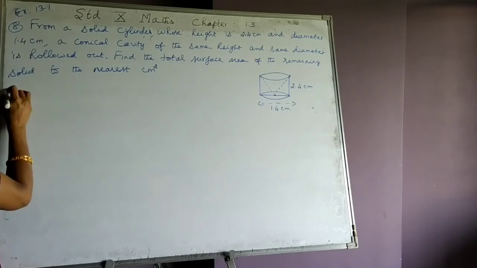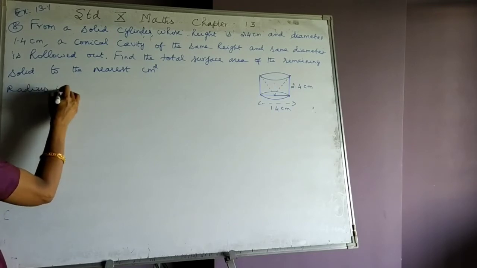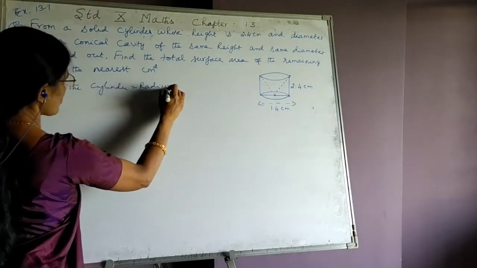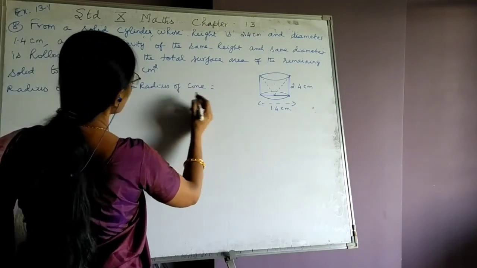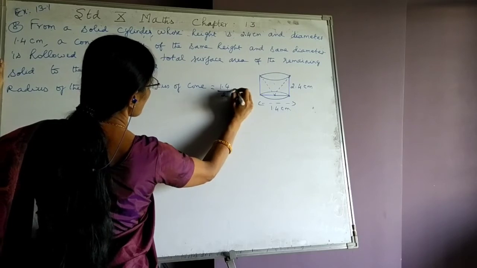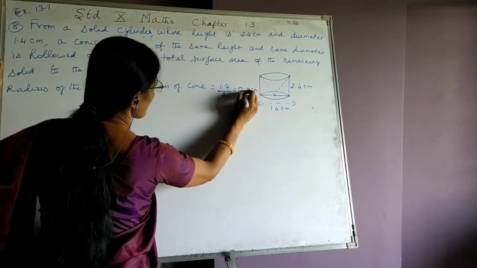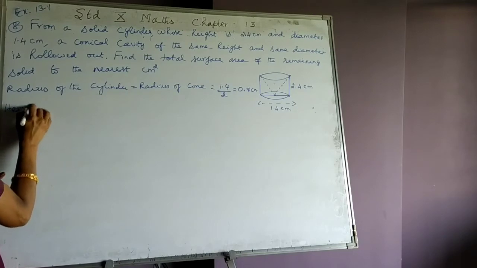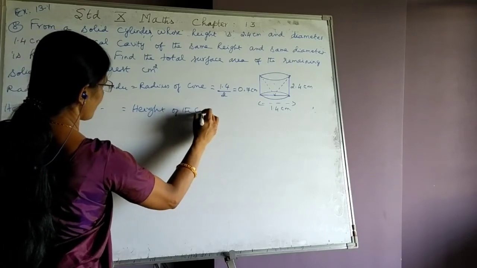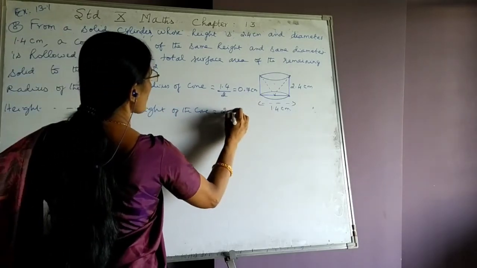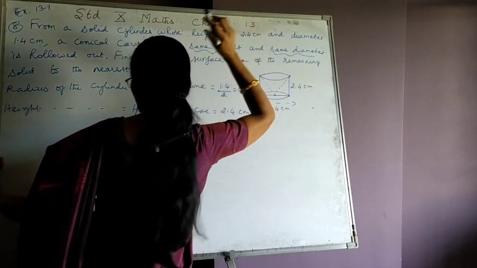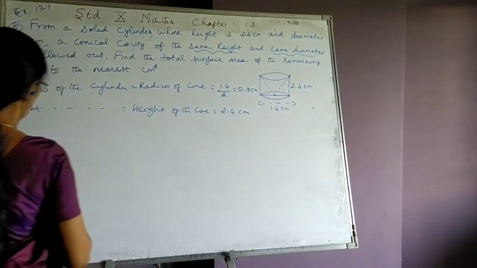So first, radius of the cylinder is equal to radius of the cone is equal to 1.4 centimeter divided by 2, which is 0.7 centimeter. And then height of the cylinder, which is equal to height of the cone, which is equal to 2.4 centimeter. That is also given. The heights are the same and diameters are also the same. Therefore, we have taken both as equal.